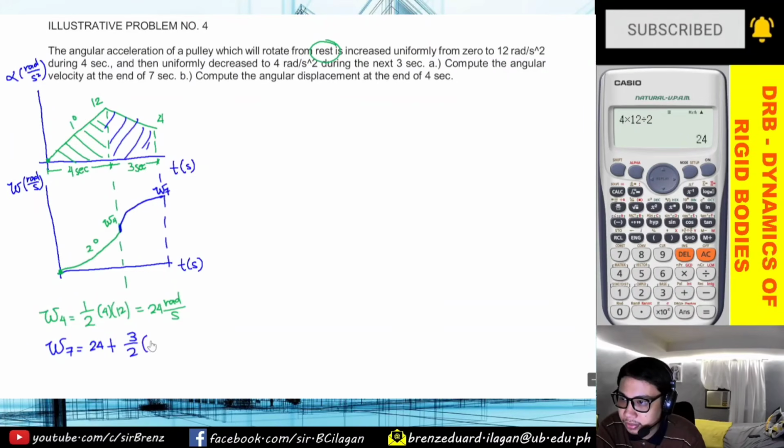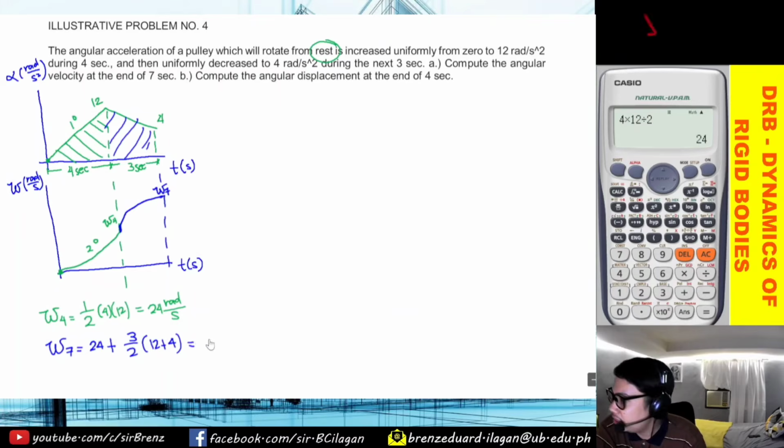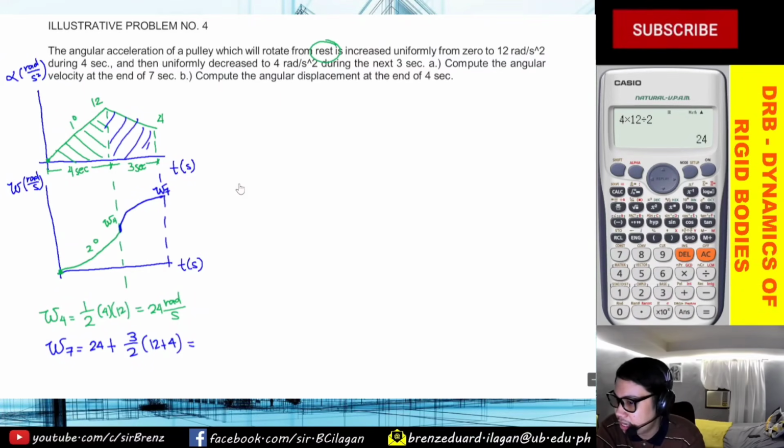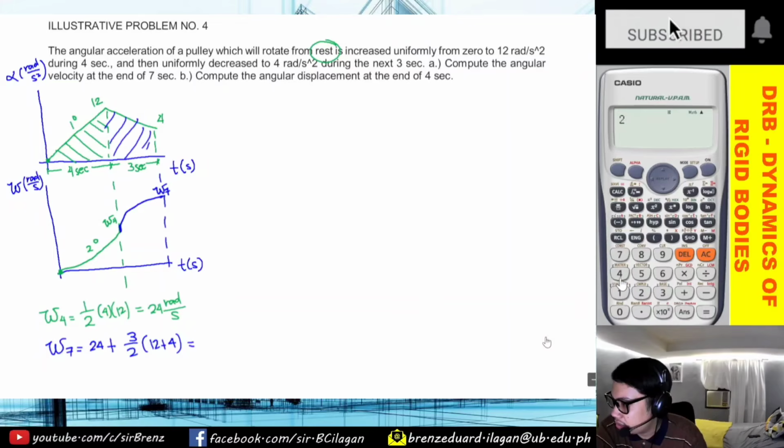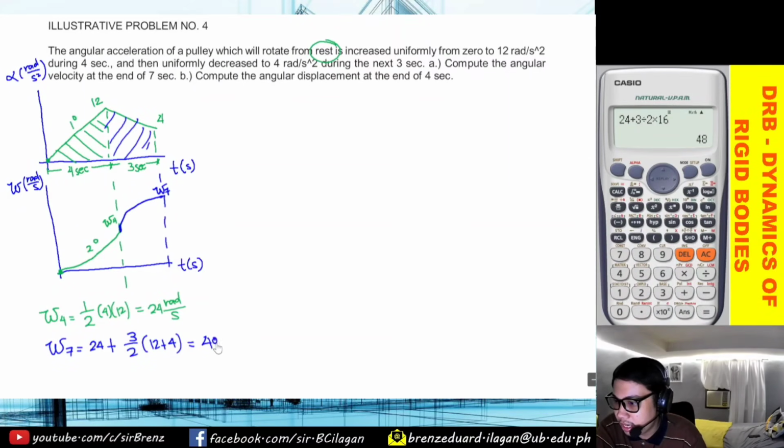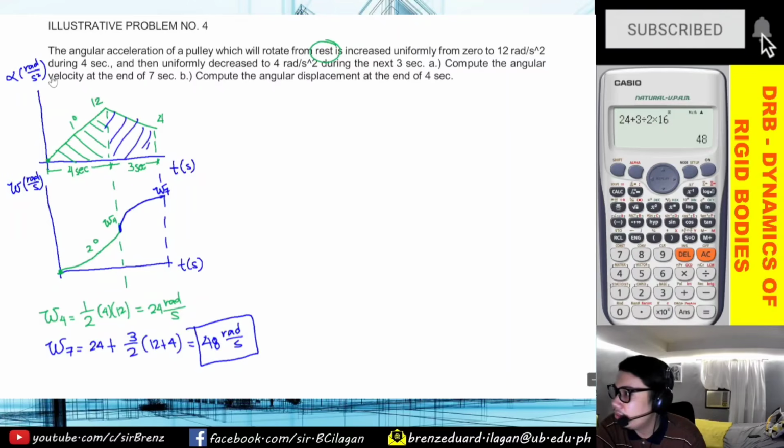equals to 3/2 times 12 plus 4. So, the angular velocity after 7 seconds is equals lang sa sum ng 24 plus 3/2 times 12 plus 4, 16. So, that is 48 radian per second. So, this is the answer for letter A. Ayan. So, again, wala naman sinabing unit. So, i-radian per second na lang natin. So, guys, kung walang sinabing unit, automatic dito madadalhin sa unit na to, ha?